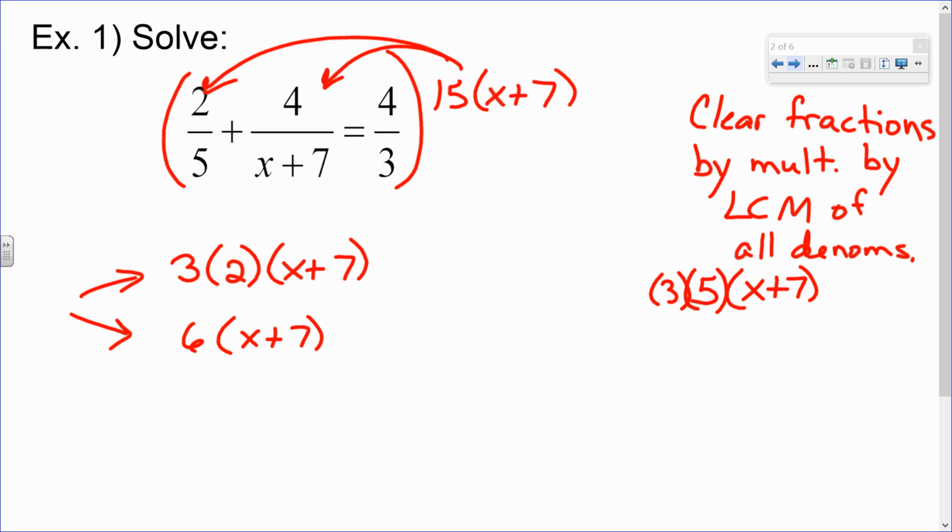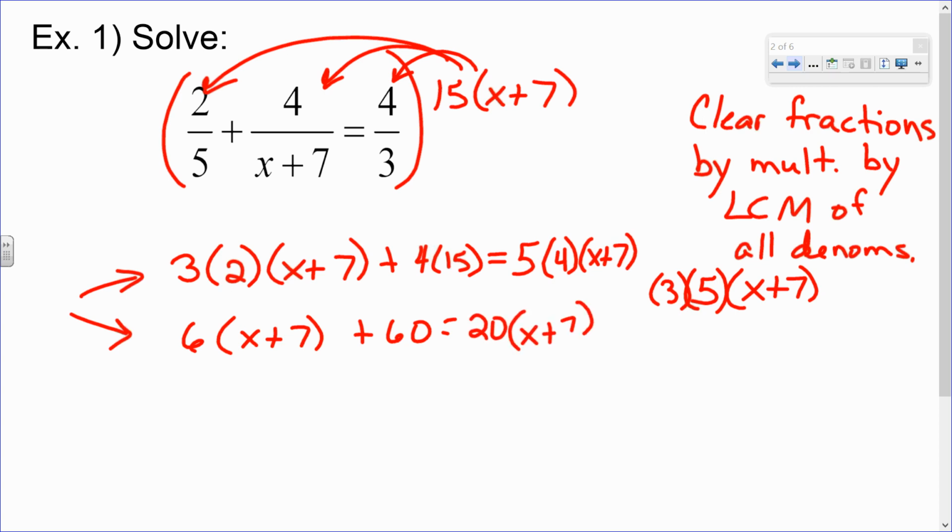Then we multiply by the middle term, and the x plus 7's cancel. So that just leaves us with the 4 times 15. You may either write that or you may write it as a 60. And don't forget the last term also. We'll see what the denominator cancels with. The 15 over the 3 will cancel to give us a 5. The original numerator is 4, and we still have the x plus 7, or you may write 20 times x plus 7. Then I want to see the distributing: 6x plus 42 plus 60 equals 20x plus 140.